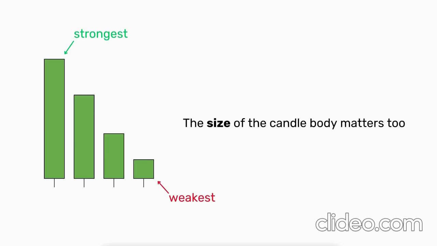So a candle body that is super small, like that weakest example there, it's not going to be the strongest for determining future trend directions, even though it does show some uninterrupted buying. The big candle, however, that's the kind of thing we want to see for high accuracy moves.